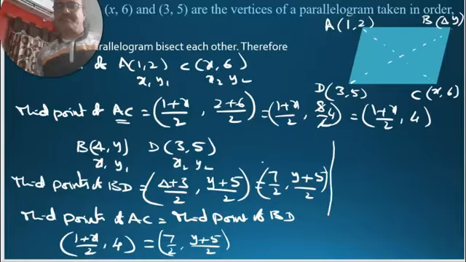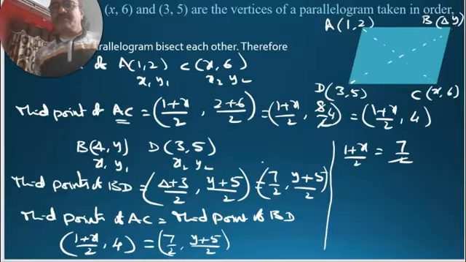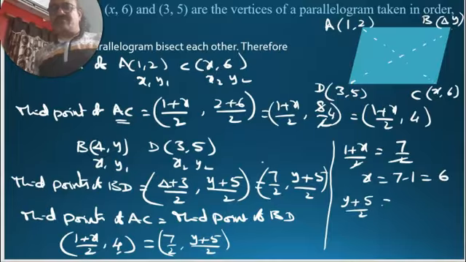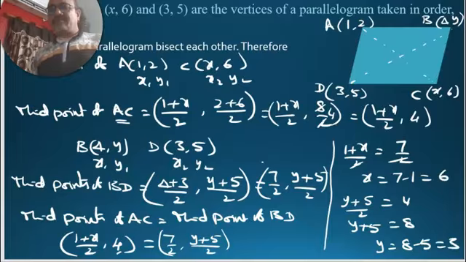Okay, therefore (1 + x)/2 is equal to 7/2, cancel the 2, 1 + x is equal to 7, so x is equal to 7 minus 1, which is 6. Value of x is 6. Next, these two are equal, so (y + 5)/2 is equal to 4. Therefore y + 5 is equal to 2 into 4, which is 8, and y is equal to 8 minus 5, that is equal to 3. So x is equal to 6, y is equal to 3.